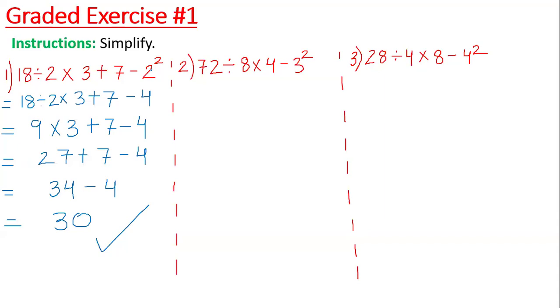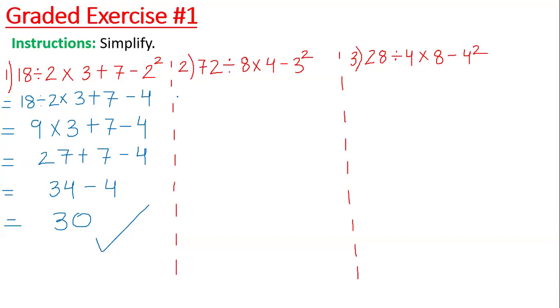I do mine different too. When you say different, what do you mean? I skip that whole step. I do 9 times 3 plus 7 minus 4: 27 plus 7 equals 34, then 34 minus 4 equals 30. That's fine. But you have to do the exponents first.